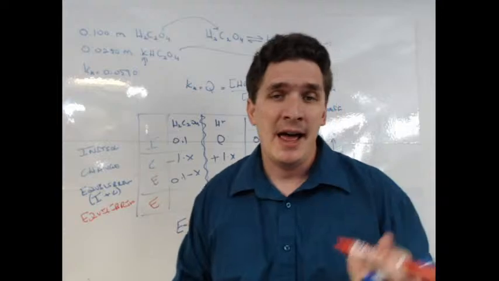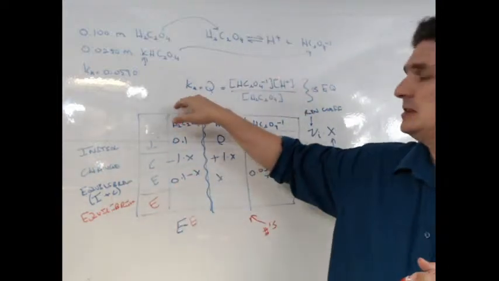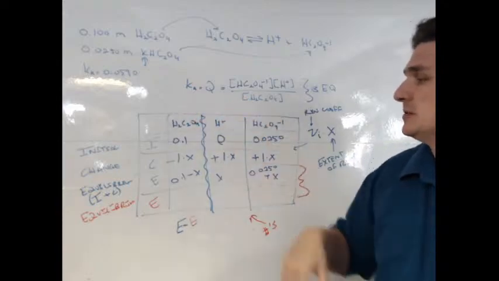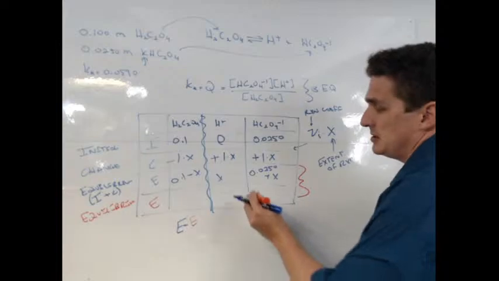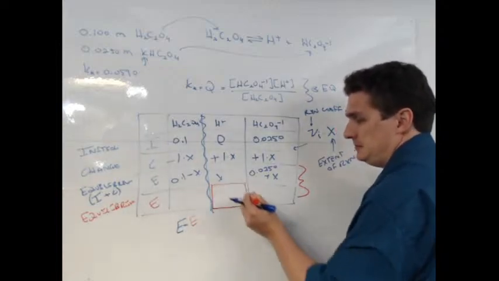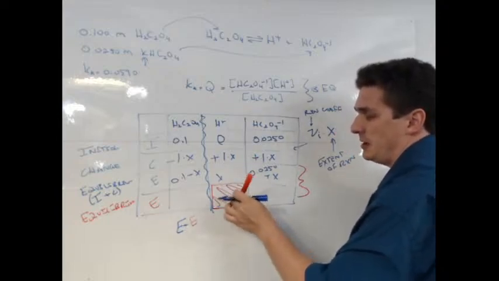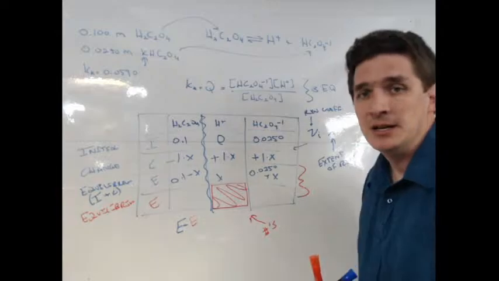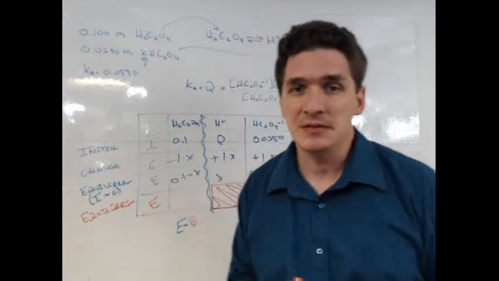The problem is asking you for the equilibrium concentration. So you've got your ICE table, you've got your K equals Q, and you've got your expression for Q. What the problem is asking you for is the equilibrium concentration of H plus, which is this square. So ultimately we need to solve this square, and we know that this square here, the red square, equals X. So if we can find X, we can find the equilibrium concentration of H plus.